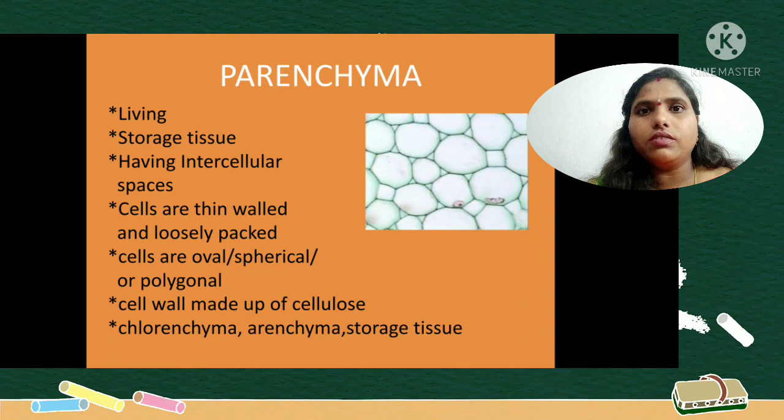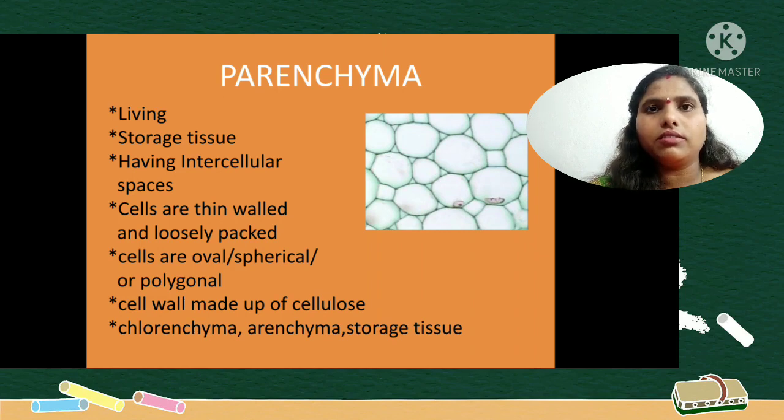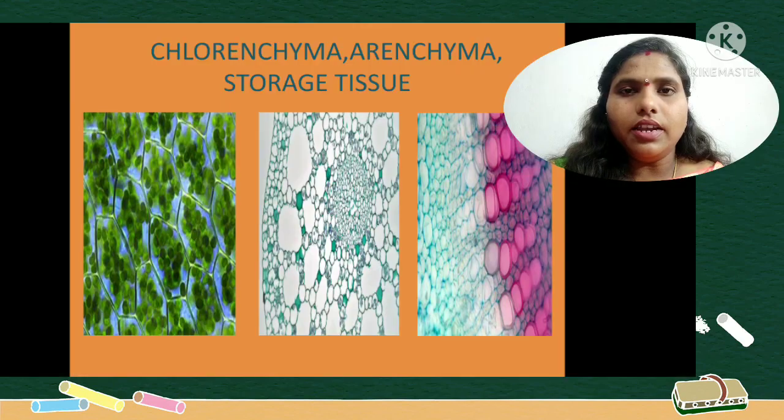The first ground tissue is parenchyma. In this, parenchymal cells are arranged loosely. Mainly they are living cells having many intercellular spaces. Cells are oval, spherical or polygonal in shape, and these cells are made up of cellulose. Parenchyma is mainly divided into 3 types of parenchymal tissues.